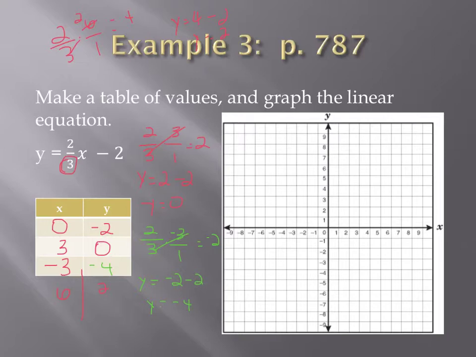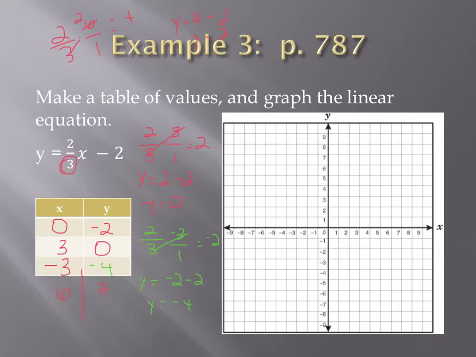Okay, so it doesn't matter which points you choose, but if you have a fraction with the x, you'll want to multiply by some multiple of the denominator. Like if I had multiplied by 1, I would be having to mess with fractions and then graphing fractions. So it's easy to multiply by a multiple of the denominator to clear out your fractions.